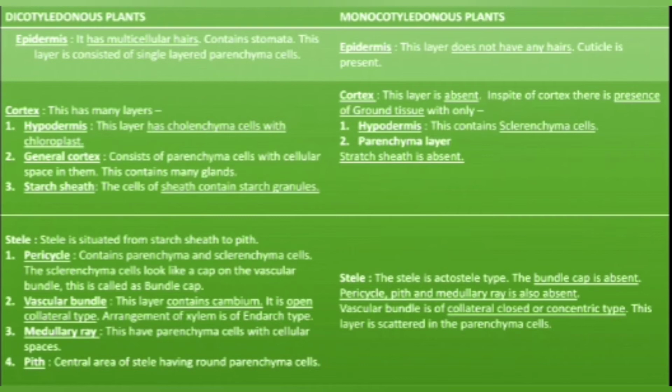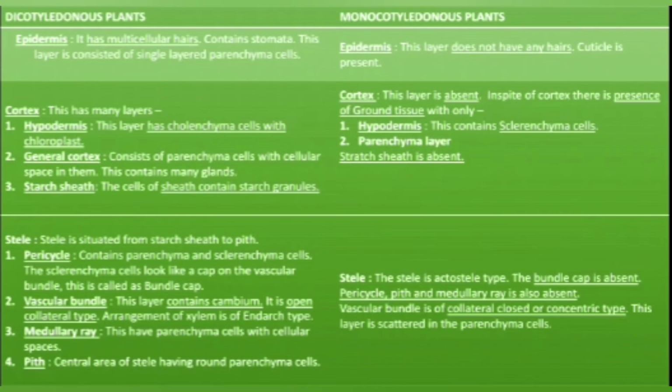Now the cortex. The cortex of dicotyledons has three different layers. Those are the hypodermis that has collenchyma cells with chloroplast, the general cortex layer that consists of parenchyma cells, and the starch sheath which contains starch granules. But the cortex of monocotyledons is absent. Instead of cortex, there is ground tissue with only two layers, the hypodermis and the parenchyma layer. But in monocotyledons, the hypodermis contains sclerenchyma cells, not collenchyma.